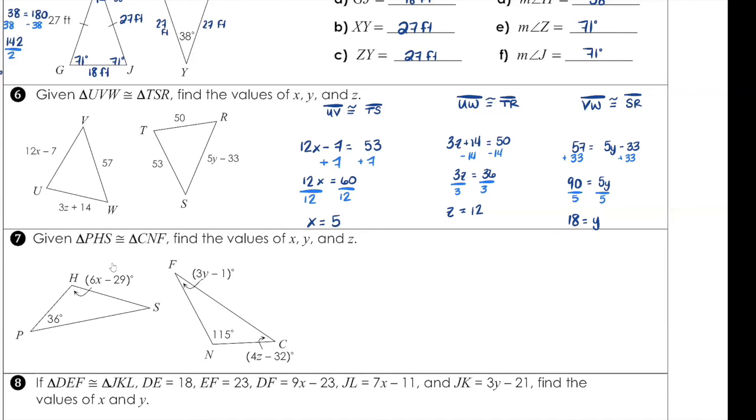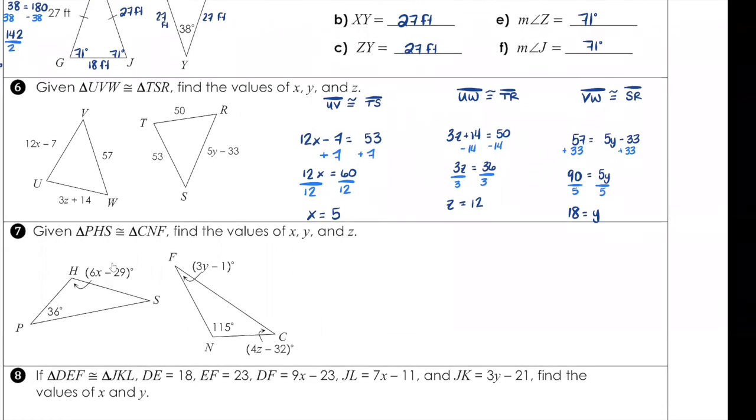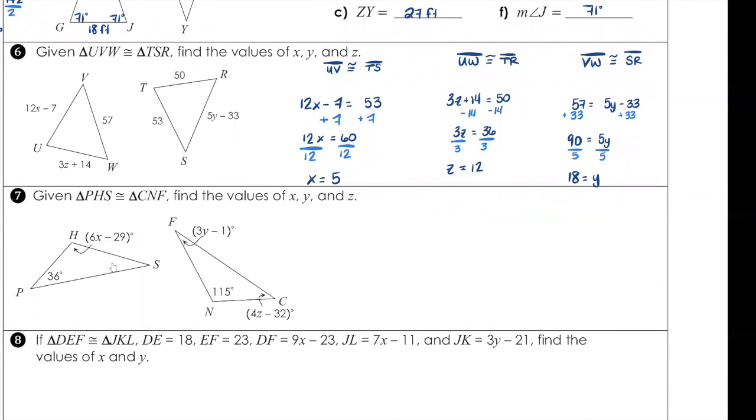So this time they told me triangle PHS is congruent to triangle CNF. Find the values of X, Y, and Z. What do we know is true now? What are we dealing with? Sides or angles? Angles. So what are our 3 angle relationships? P is congruent to who? So the measure of P equals the measure of C. The measure of H equals the measure of N. And then lastly, the measure of S equals the measure of F.